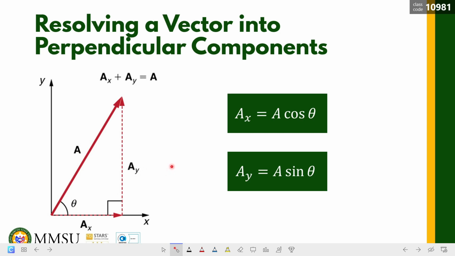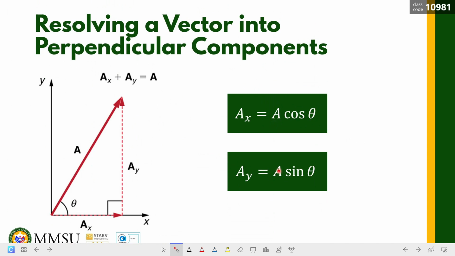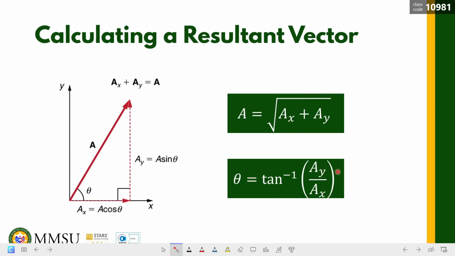Pangalawa naman, baliktarin natin, when we are given ito yung example natin. Given tayo ng vector, for example, na 10.3, i-resolve natin into its components. Ito na yung A sub x niya at saka ito yung A sub y using itong mga formulas natin na ito. This is an example. Yung pangalawa naman is kapag given tayo ng dalawang components. Ito, given tayo ng A sub x tsaka A sub y. How do we compute for A?